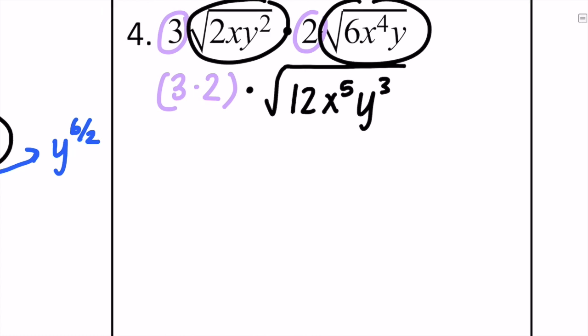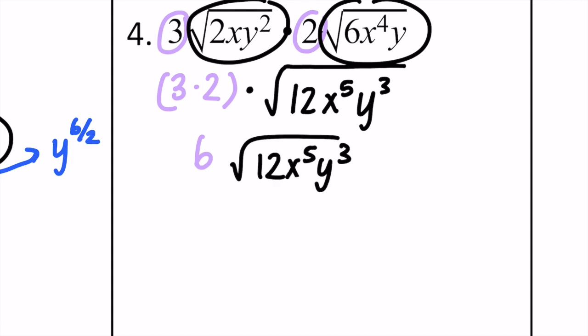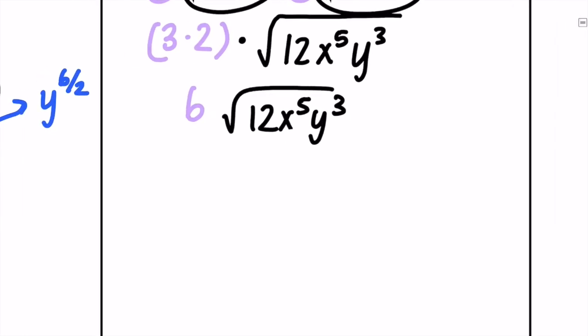From here, I know that this is 6 times the square root of 12x to the 5th power y cubed. What I'm going to do here is inside of the square root, I'm going to look at my constants, my x's, and my y's separately from each other. I'm going to have 6 times, I want the biggest perfect square inside of all of these factors. The biggest perfect square inside of 12 is 4, so I break it down into the square root of 4 times the square root of 3.